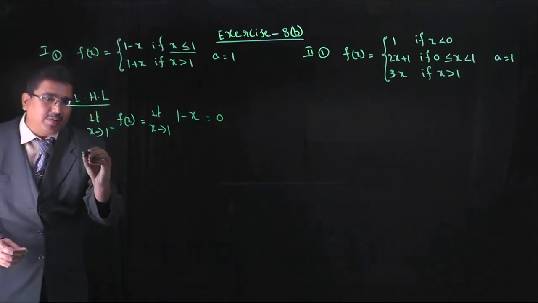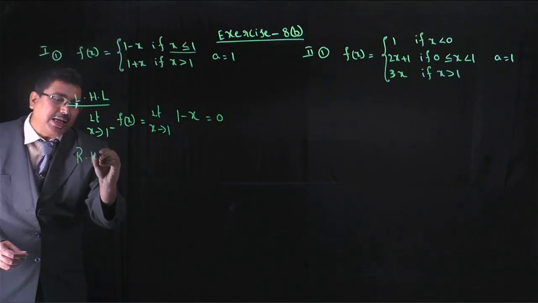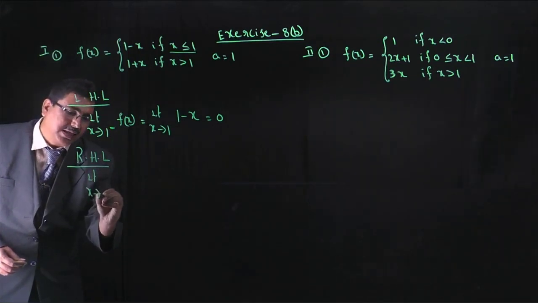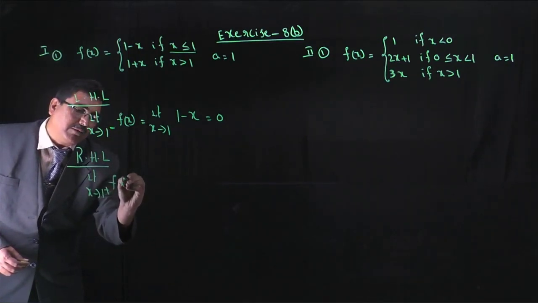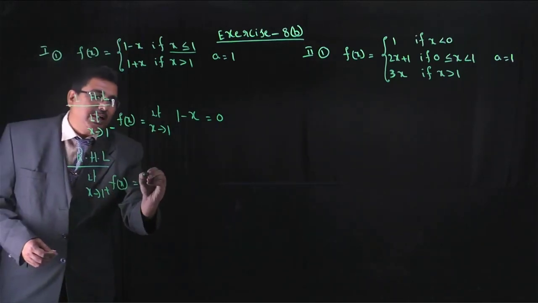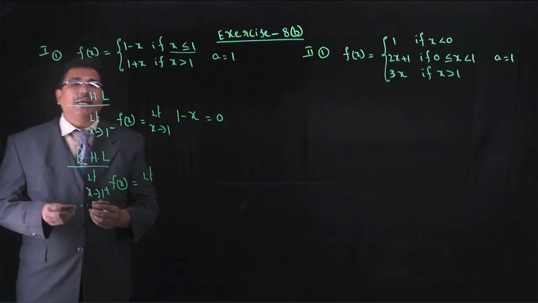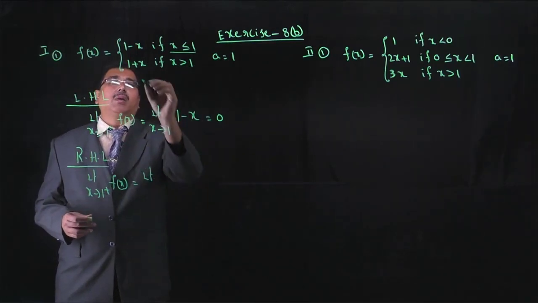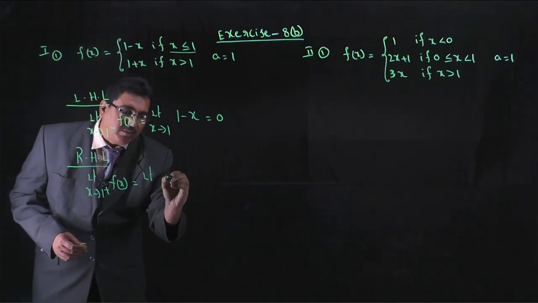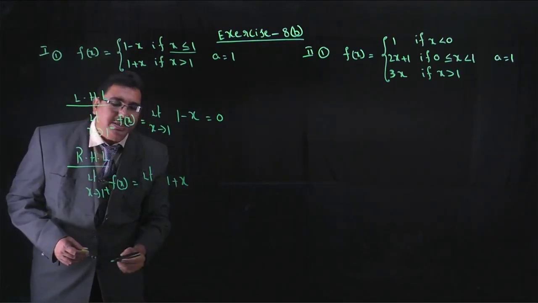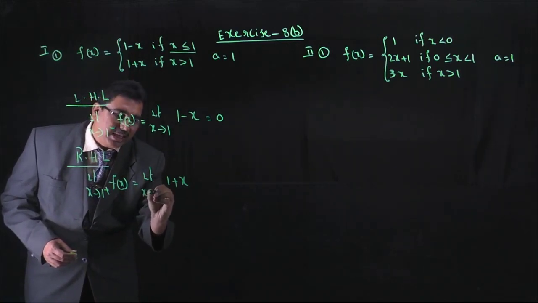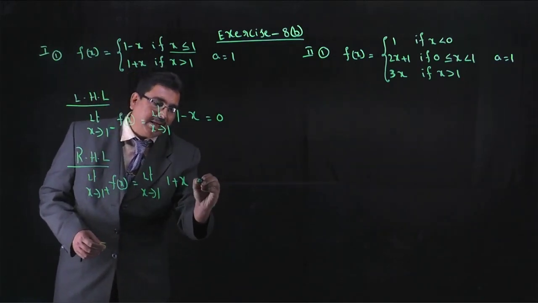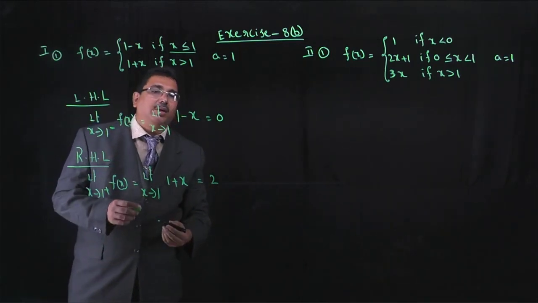Now, the right hand limit, RHL: limit x tending to 1 plus f of x is equal to limit x tending to 1 plus, which means that x is greater than 1. If x is greater than 1, what is f of x? If x is greater than 1, f of x is equal to 1 plus x. In this also, no need to write x tending to 1 plus, simply write x tending to 1. By applying the limit value, we get the limit value is equal to 2.